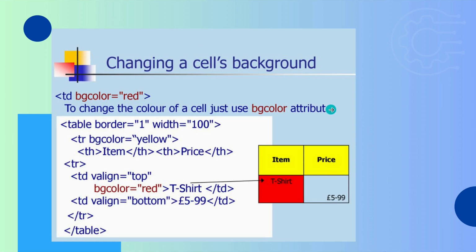Next, we have changing the cell's background. For cells, we use the attribute bgcolor. So now the bgcolor attribute is used in the TD tag, which says TD align top, bgcolor red, whereas in the result we can see the cell background color has been changed to red.